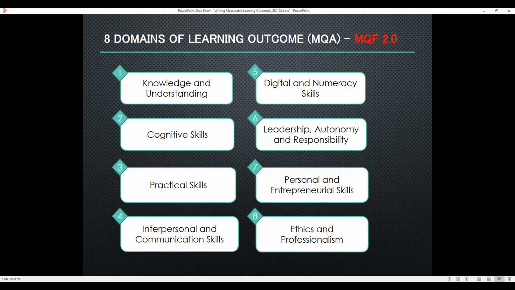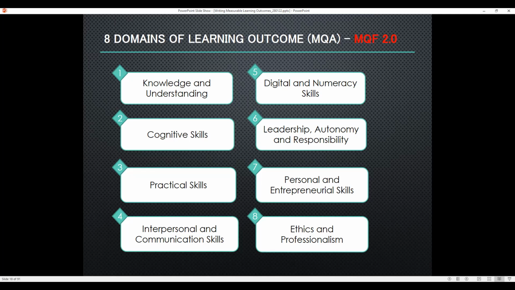I believe all programs should have, or if not, should be doing it now, revising your program learning outcomes according to these 8 new domains. If you're not quite sure, maybe you will need to ask your program leader or your head of department about the programs in your department. So these are the 8 domains of learning outcome, specified by MQA.